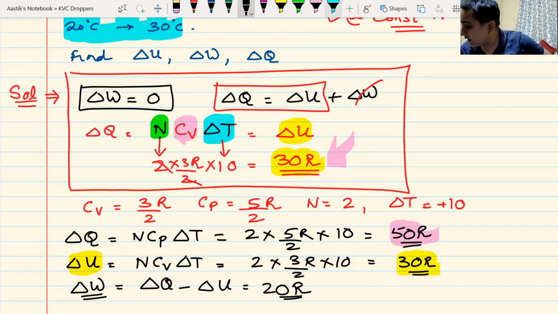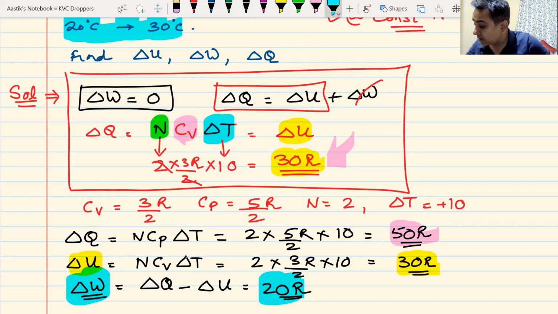Now again, see beta, here the value of delta W is coming as 20R, but in the previous question it was 0. Why are they different? Because it is a path dependent process. Do we understand this? Okay. Now, as I told you, this is not the only way to find out delta W. I could have done it in a different way.